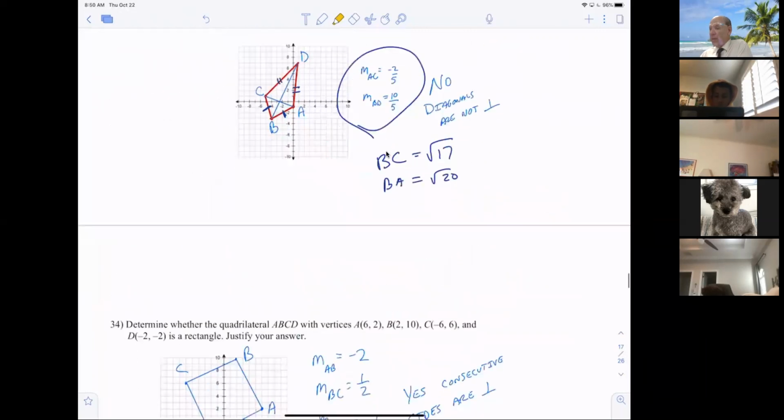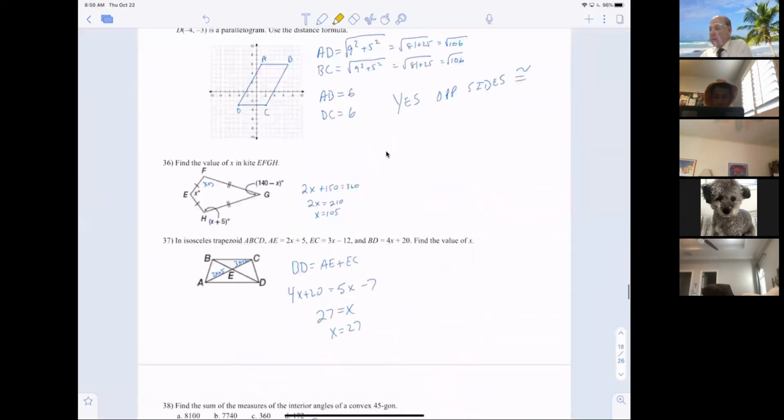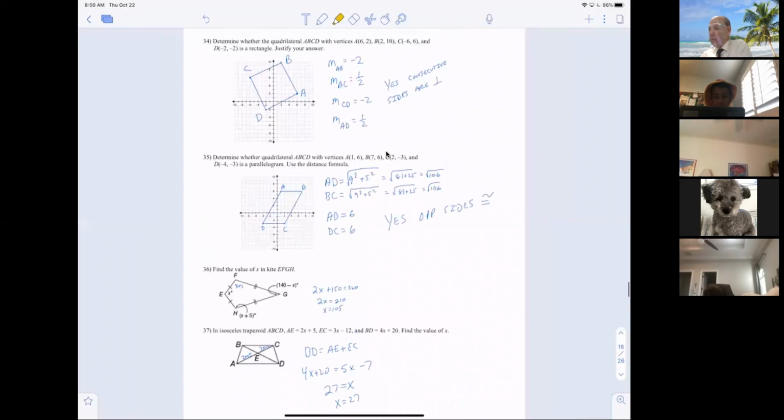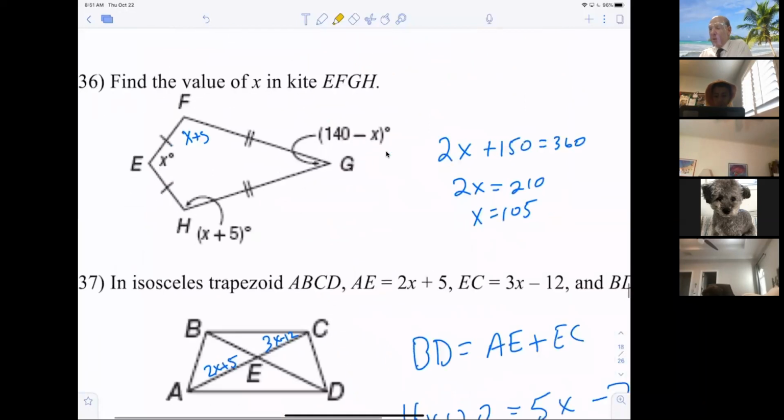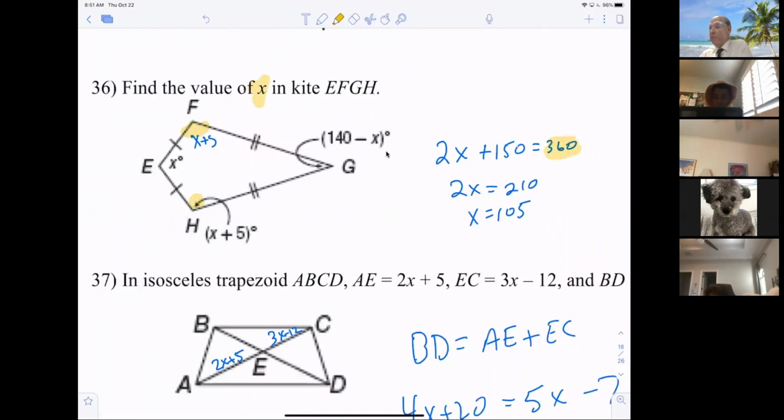Okie doke, flip the page. 34 through 37, how did those go? Yes. 36, find the value of x in each kite. Well, do you remember this angle is equal to this angle? And the angles of a kite add up to 360 because it's 4 sides. Right? Nothing to it. And then, of course, they're solving for x, right? And it says find x. All right, I'm just telling you, I'm checking. All right, the answer. Make sure.